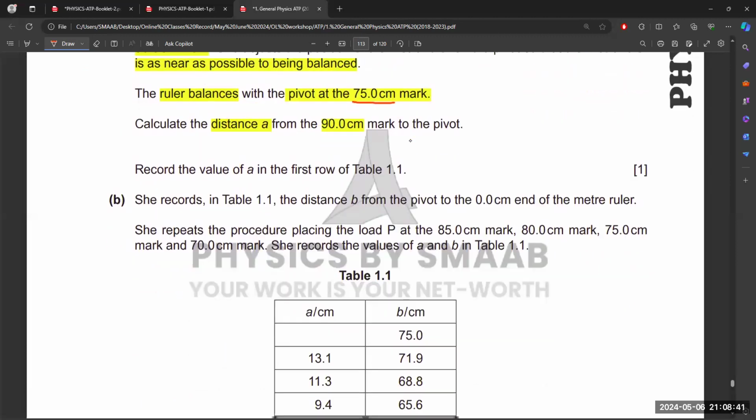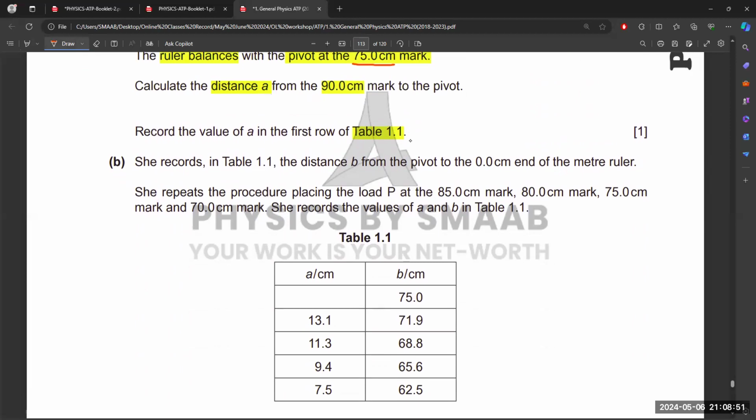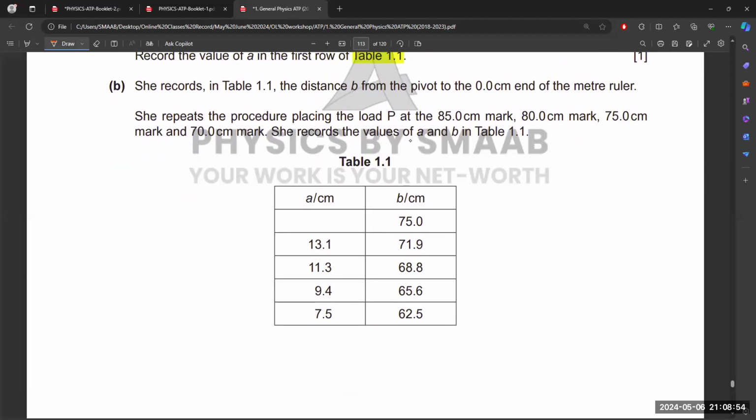And we have to write over here in table 1.1, because there is no space given for the value in the first part. So record the value of A in the first row. So you have to write over here 15.